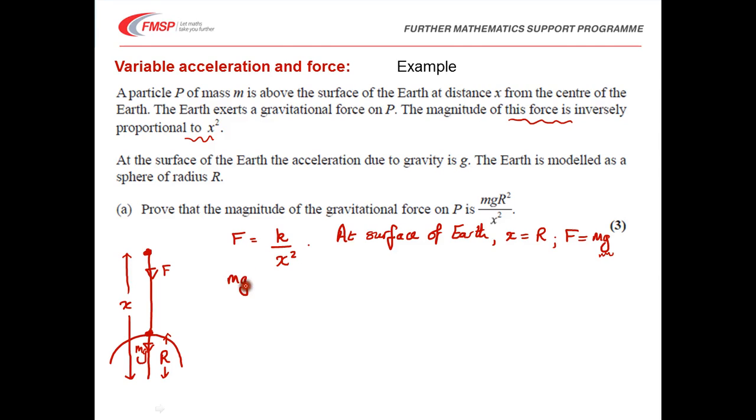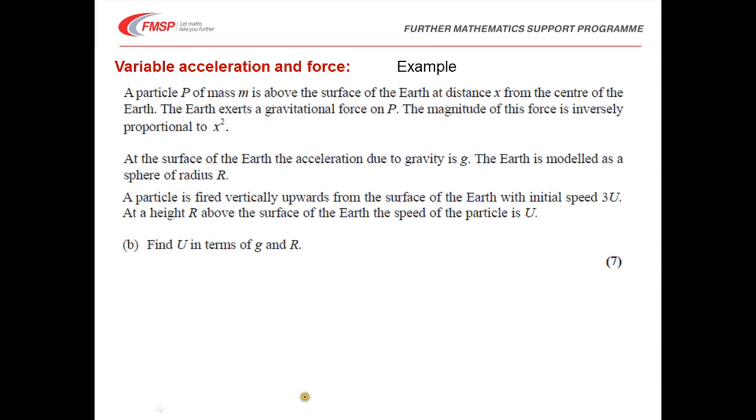So that tells us then that mg equals k over r squared. That's just substituting this information into our original formula, and we can rearrange that to give us k equals mg r squared. And if k equals mg r squared, then F, the force that we're looking for, is going to be mg r squared over x squared, which is what they asked us to show. Okay, it feels like a very basic question, but it's crucial that you give the examiner enough information to justify that you understand just what you're doing.